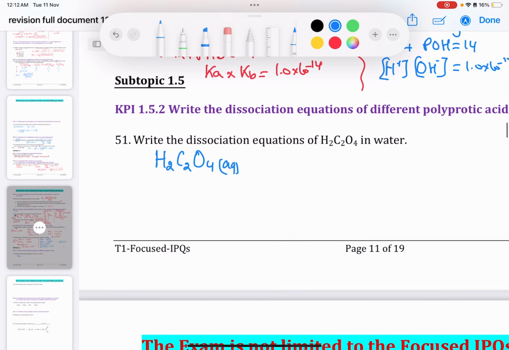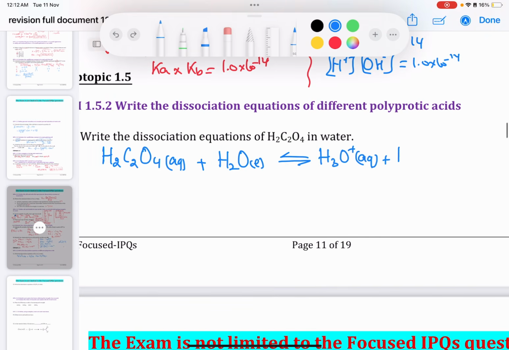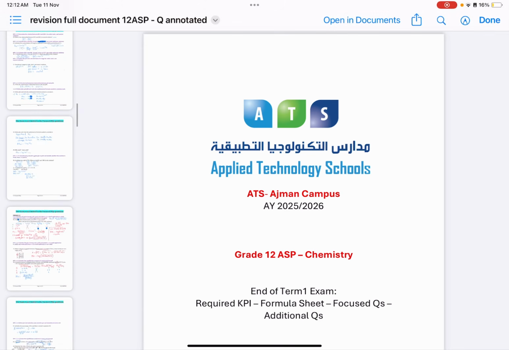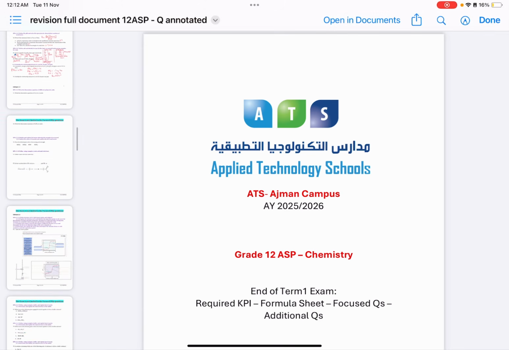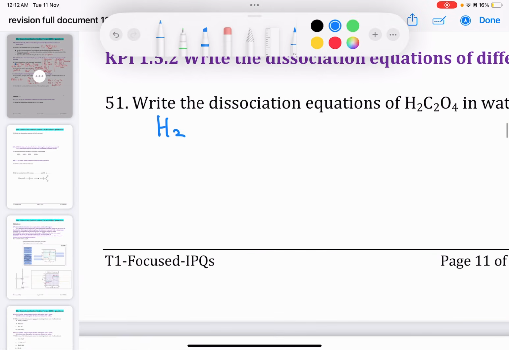H2C2O4, don't forget to put the physical states, plus H2O liquid. This is not one of the list of strong acids, so I'm going to use the reversible sign arrows, H3O plus, and I'm just going to omit 1 H from those. So it's going to remain 1 H, 1 H plus 1 H C2O4. I'm going to write it again. Okay, it didn't save. So H2C2O4 again, plus H2O liquid.